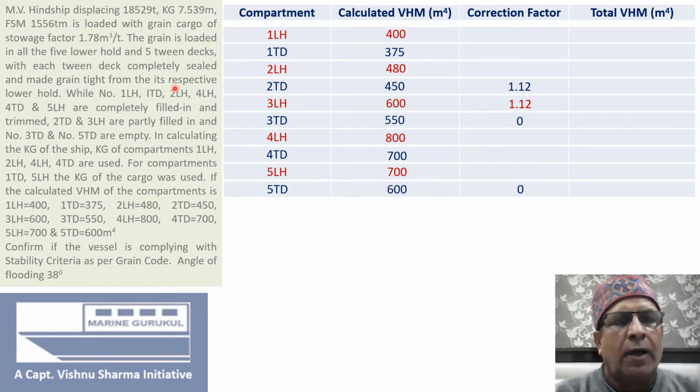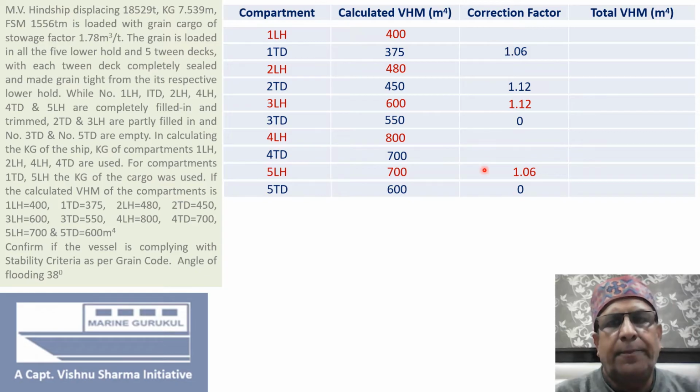But in the case of these two compartments, 1 twin deck and 5 lower hold, KG of the cargo was used. 1 twin deck and 5 lower hold are filled, trimmed, but KG of the cargo is used. So the calculated volumetric heeling moment will have to be increased by 6%. So the factor for 1 twin deck is 1.06 and so is for 5 lower hold, 1.06.